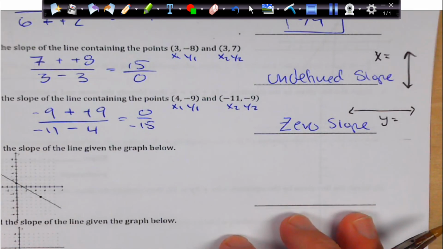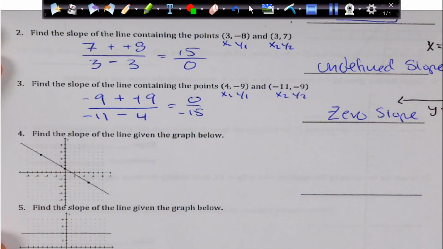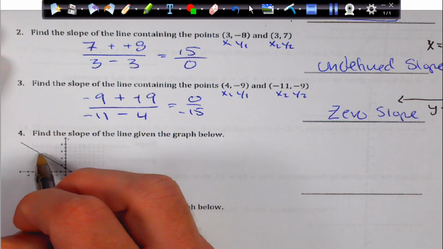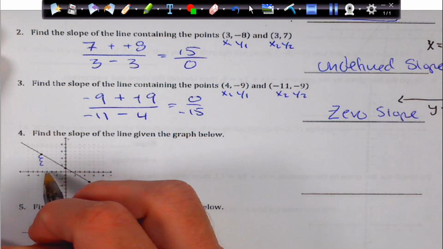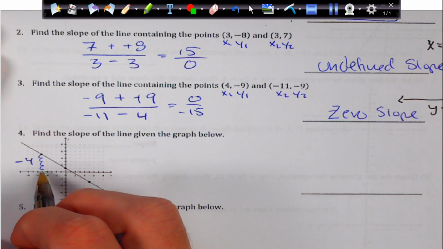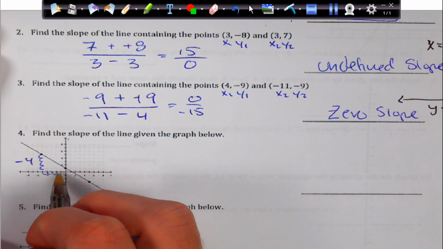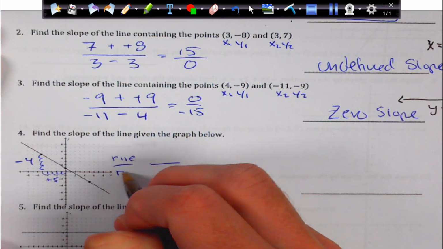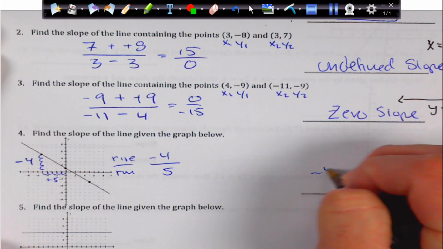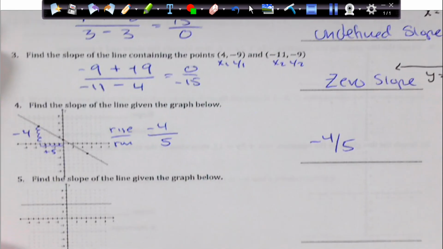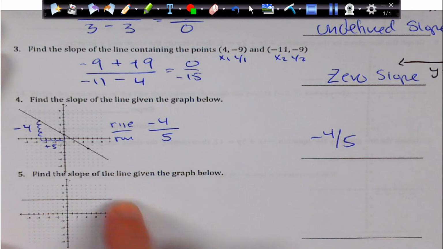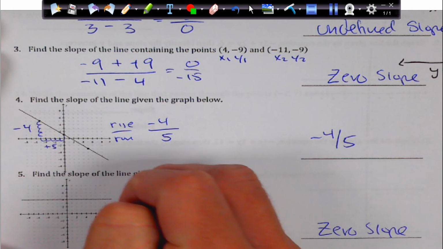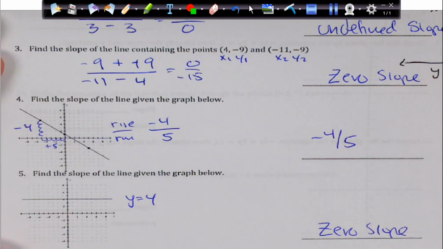Find the slope of the given graph below. If we don't use the slope formula, we can always count. I like to go left to right. So I'm going to go down 1, 2, 3, 4. So I went down 4. And then I'm going to go over 1, 2, 3, 4, 5. Positive 5. So it's rise over run, down 4, right 5. So I get negative 4/5. And this one right here is flat, so we know that this is going to have a 0 slope. That's a y equals. In fact, this line is y equals 4 because it hits 4 on the y.